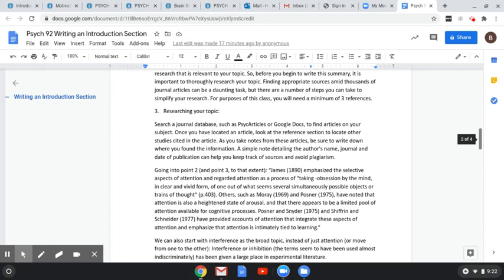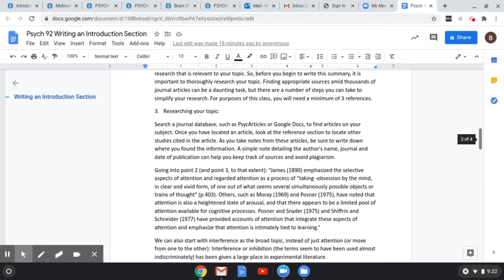As you take notes from your articles and you figure out how to read and digest an article, which can have a lot of big words and big terms and things that you may not necessarily understand first time around, be sure to write down where you found the information. I found it on this website, this database, right? So a simple note detailing the author's name, the journal that it's in, the date of publication. These are very important items, and you can search by these things. It helps you to keep track of sources and avoid plagiarism.